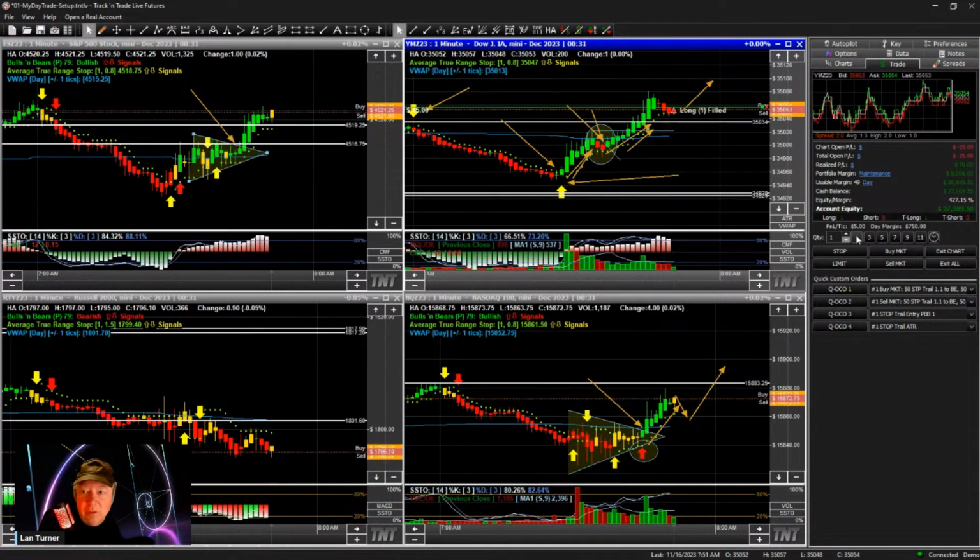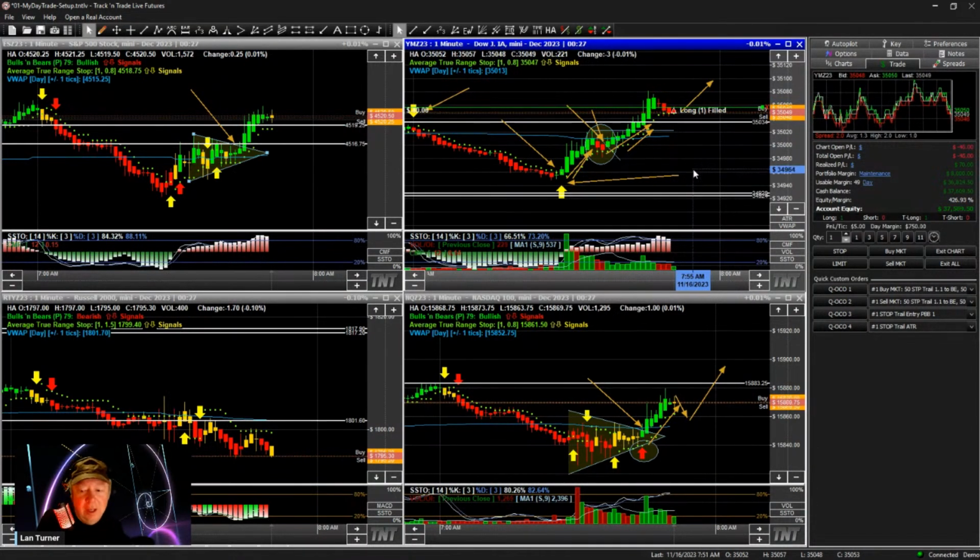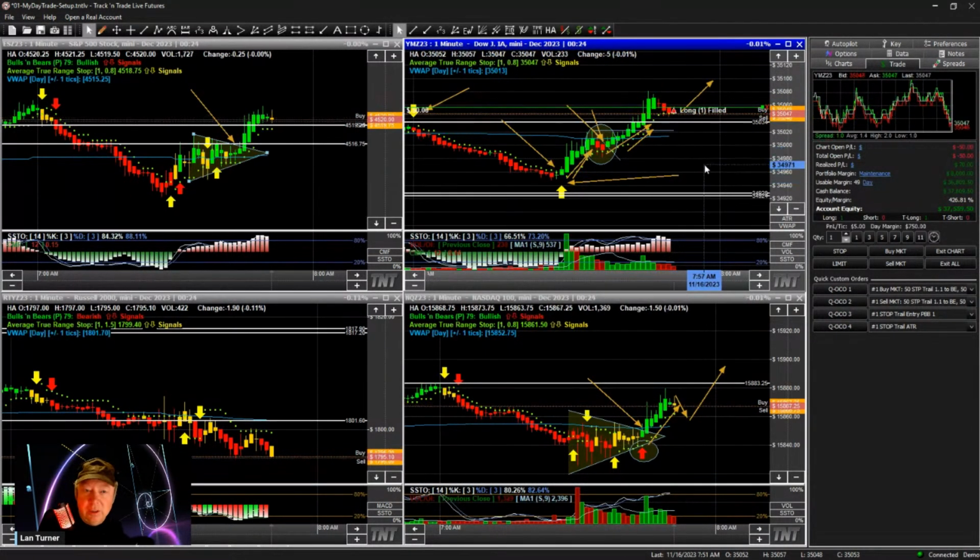So we're going to come in. We're just going in with 1. If it would show some strength, we could put 2 on. I haven't been putting a lot of multi-contracts on. So we're going to take our stop. We'll put our stop. If it breaks low, we just get back out.